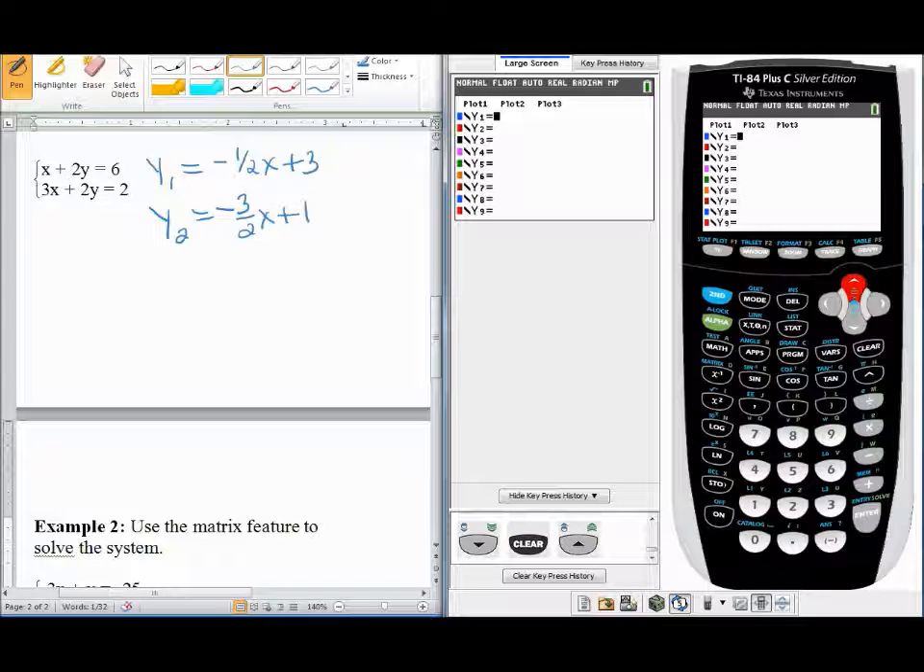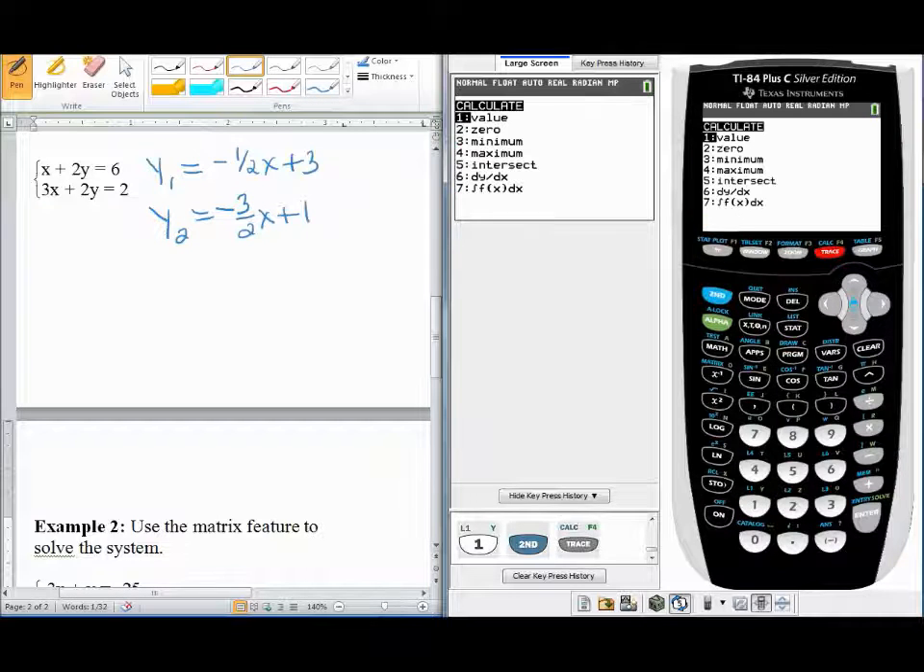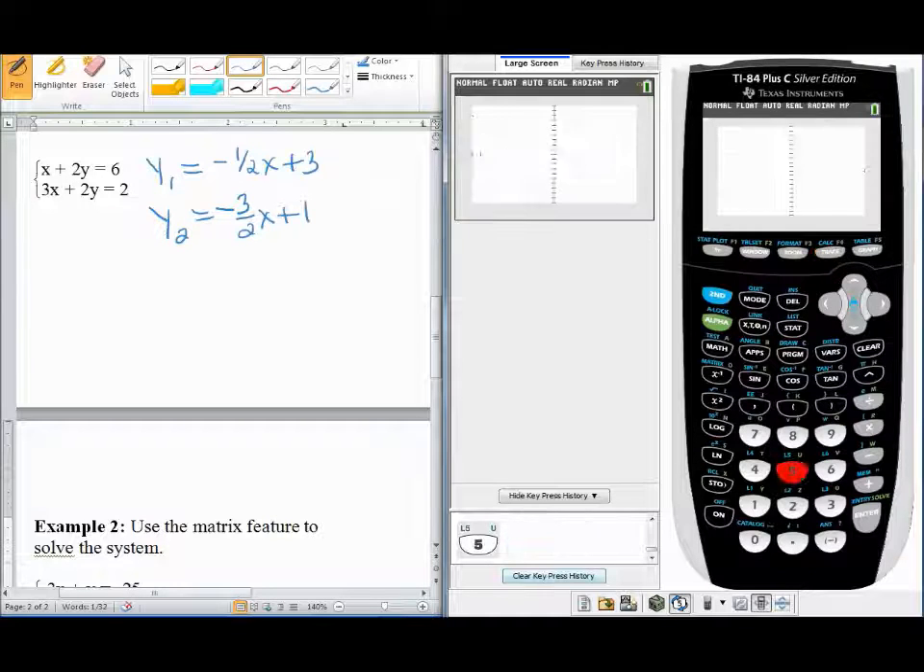It really doesn't matter. In the first one, I have a negative 1/2 x plus 3, enter. And then I have, for the second one, a negative 3/2 x plus 1. Once I get my data in, I'm ready to calculate the intersection of the 2 lines. So I hit second and trace. I know I want the intersection, so I hit number 5 for intersect.